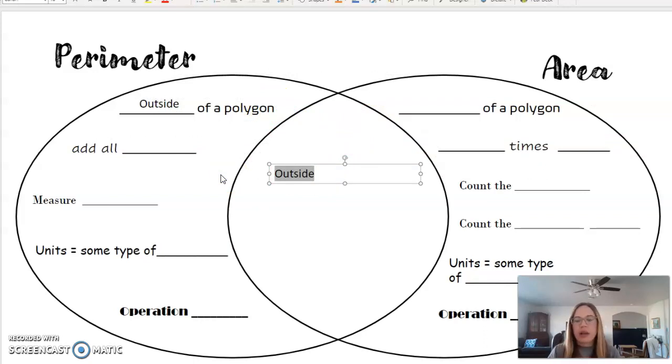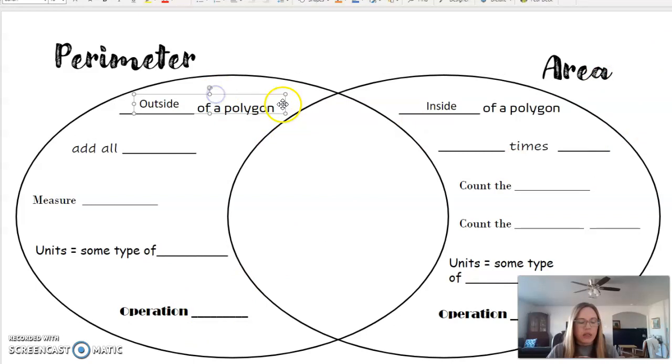So let's contrast that with area. Think about an area rug. What does that cover? Does it cover around or does it cover the inside of something? An area rug would cover the floor, which would be the inside of a shape. So perimeter measures the outside, area measures the inside.